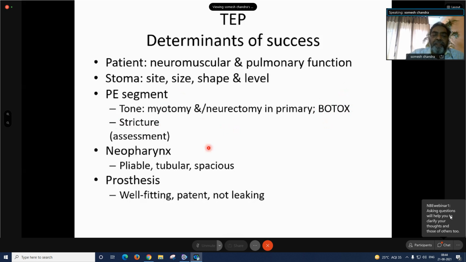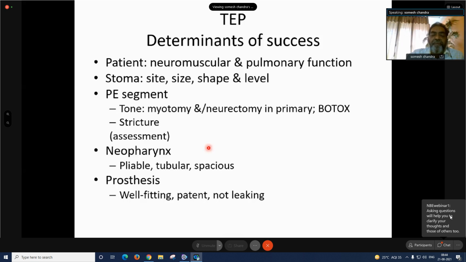You pass it about 25 centimeters, and then you fill the esophagus with air and ask the patient to vocalize. If the patient can vocalize well, you have a good pliable PE segment. How do you pass air? You can measure the pressure there, you can do a manometry.